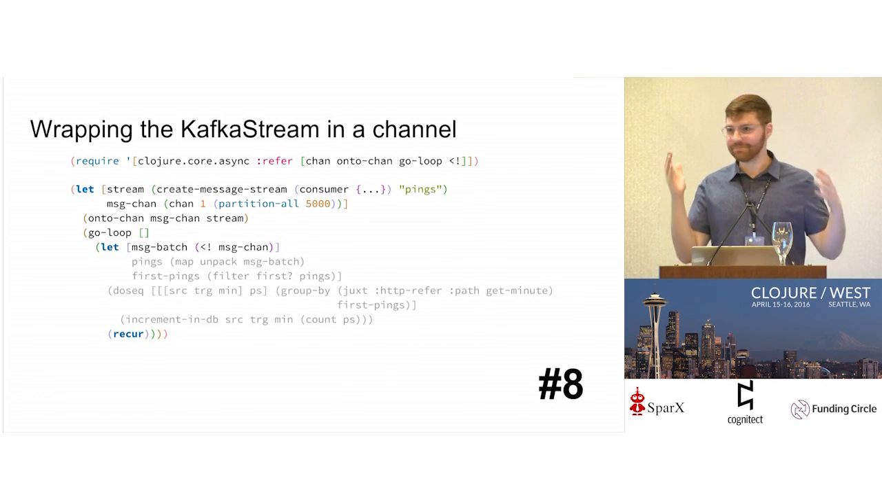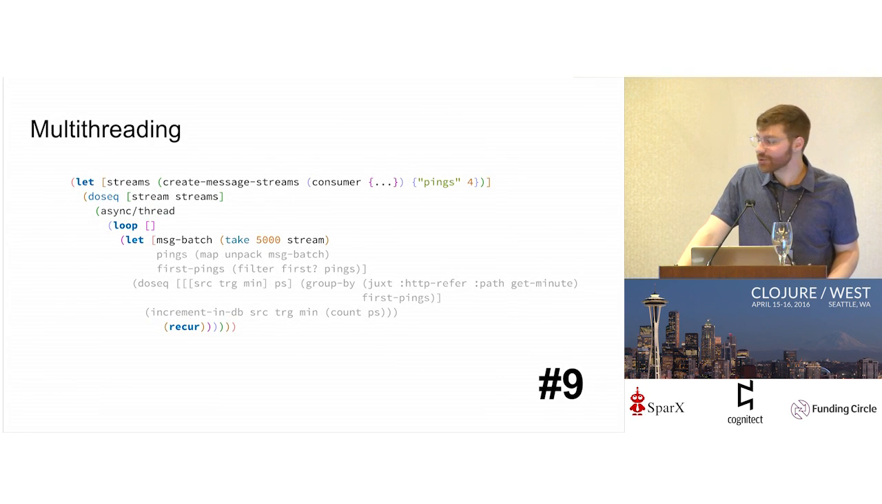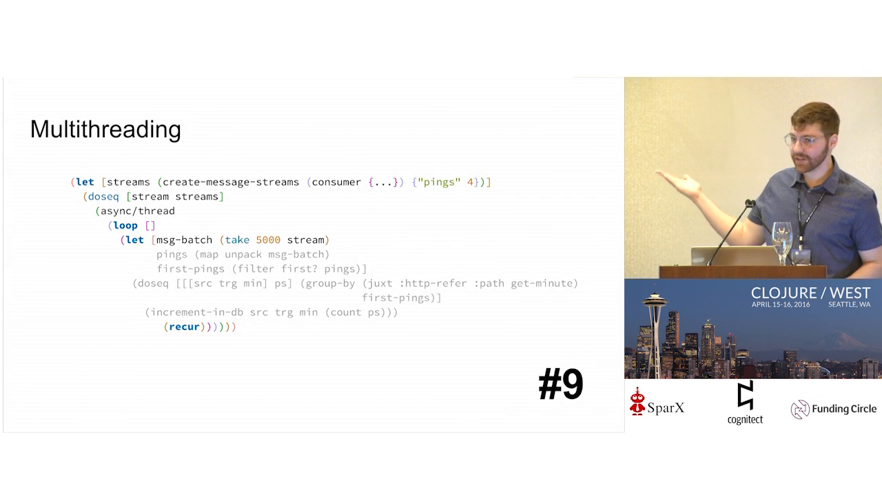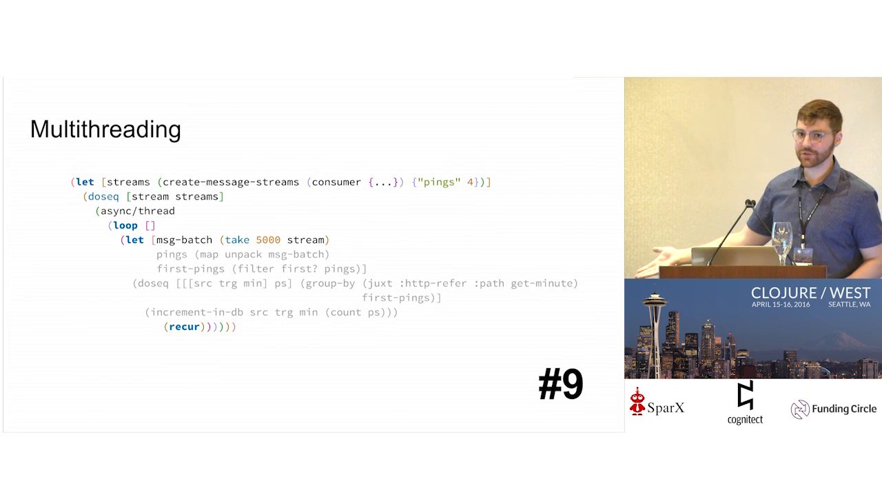So you might be saying, what do you mean multi-threading? Multi-threading is pretty important with writing Clojure consumers, and it's pretty easy too. There's a slight tweak on the function that we're using to get our stream object. It's now create message streams. This creates 4 Kafka stream objects, and we can just iterate over each one of those, spin up a thread, and do the exact same thing we were doing before to take messages from that.